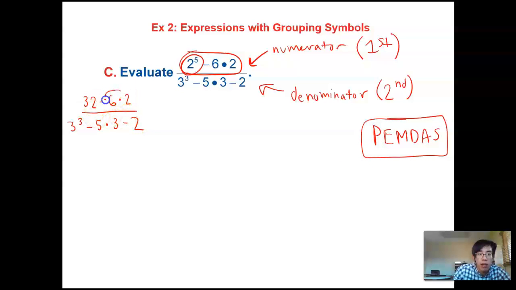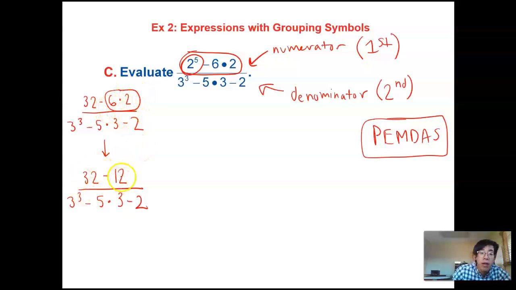I see it right here. Okay, 6 times 2. So, move it down. 32 minus 12. And then I'm going to still write everything in the denominator. Notice here that when I solved this, I didn't do 32 minus 6 because I had to do multiplication first before I can move on to addition or subtraction. So that's why I went over to 6 times 2.